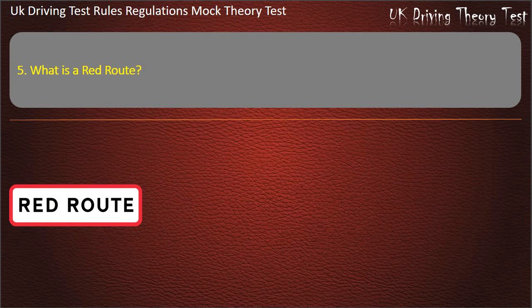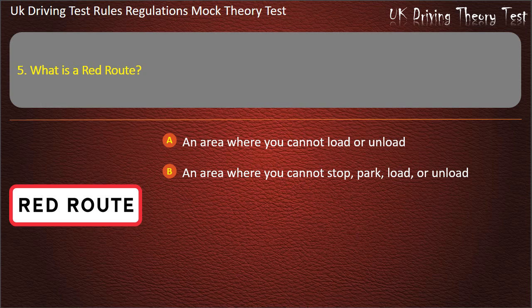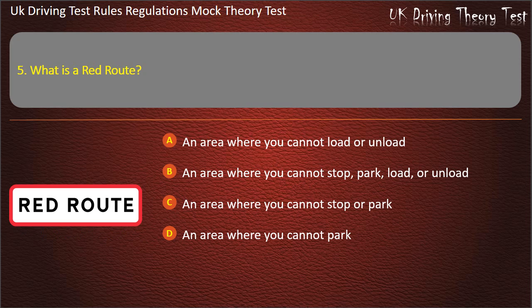Question 5. What is a red route? An area where you cannot load or unload. An area where you cannot stop, park, load, or unload. An area where you cannot stop or park. An area where you cannot park. Answer. An area where you cannot stop, park, load, or unload.